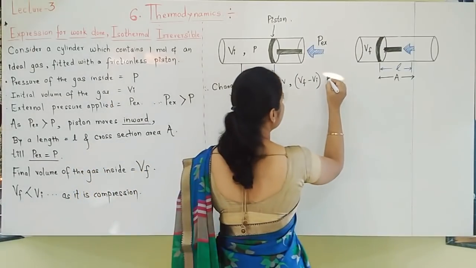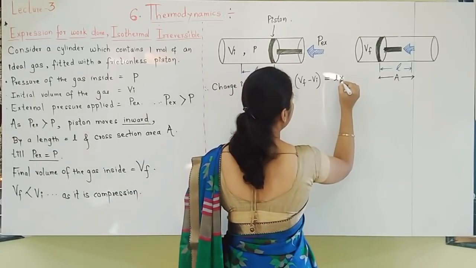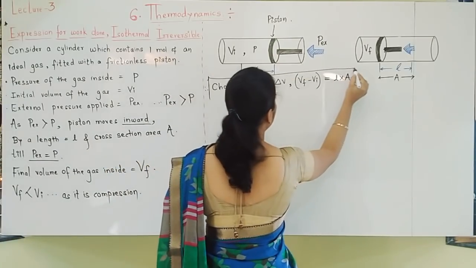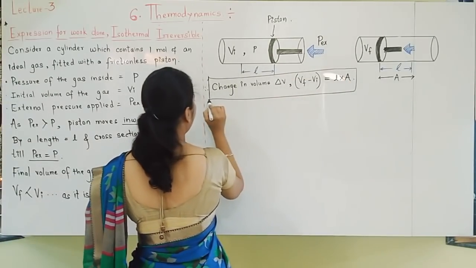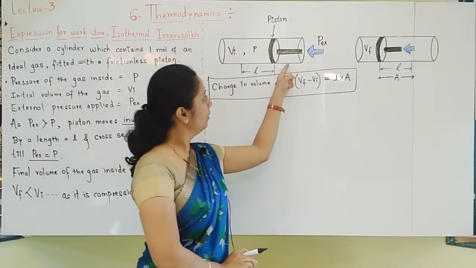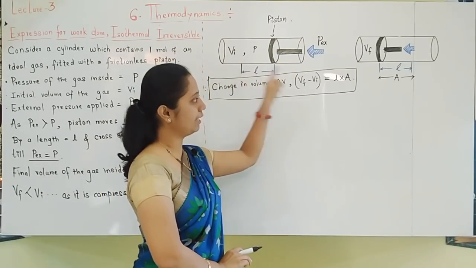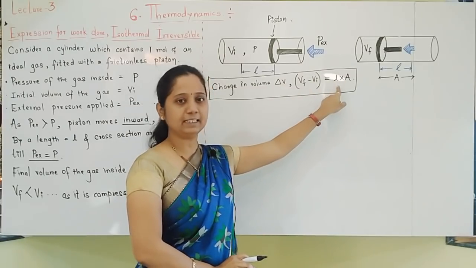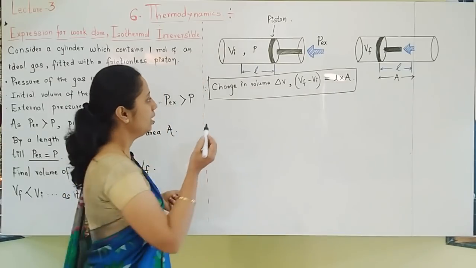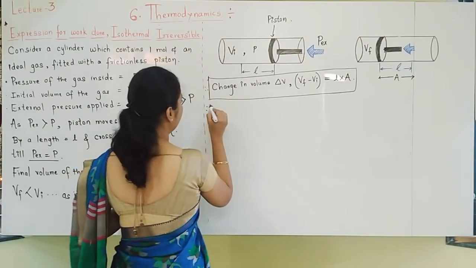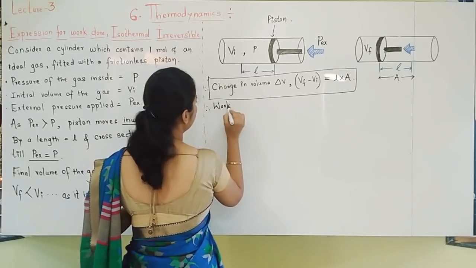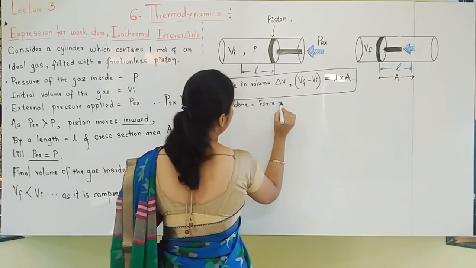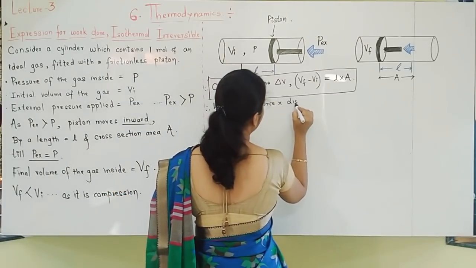Is equal to, we can say, length into area. Very important. Volume formula everybody knows. How much change in volume took place? Because the piston moved through a length of L and through a cross section area of A. So change in volume we can write as length into area. Now we have to find out the expression for work done. I can write work done is equal to force into displacement. I hope you know this formula.